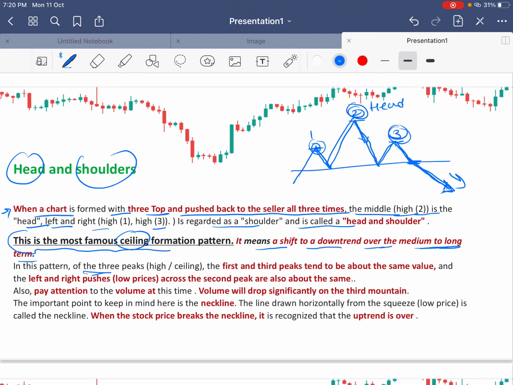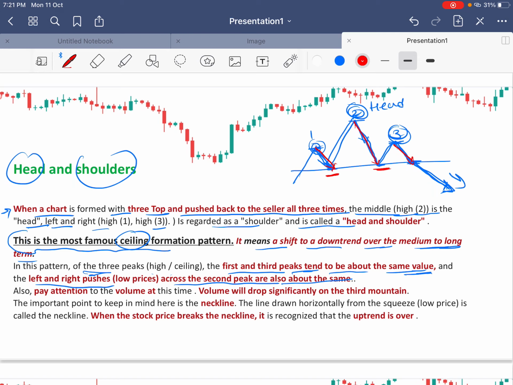In this pattern of three high peaks, the first and third peaks tend to be about the same level. So this and this, first and third, are about the same value. And the left and right pushed low prices across the second peak are also about the same. So these revert back from this zone, this line and this line, and these might be of the same level.